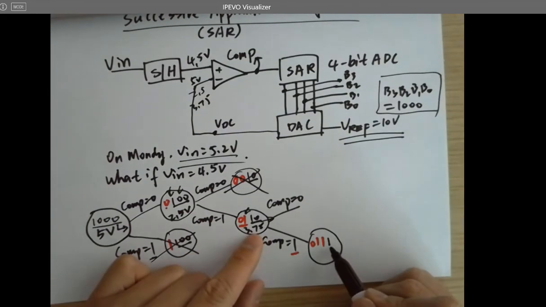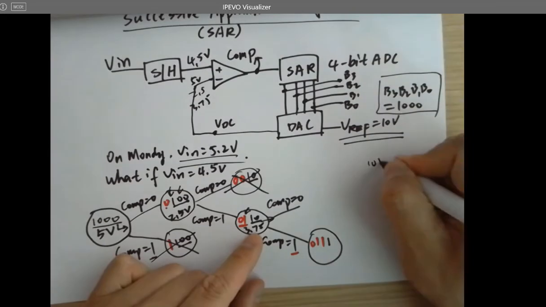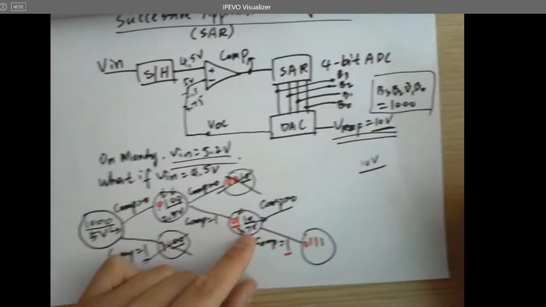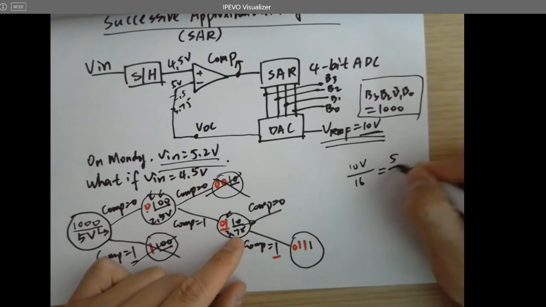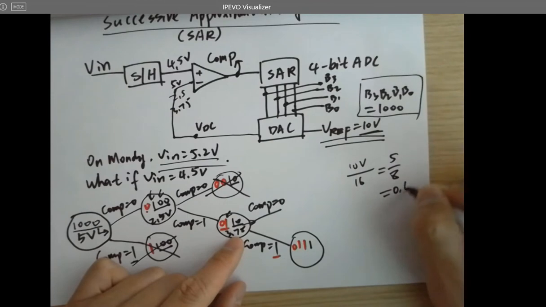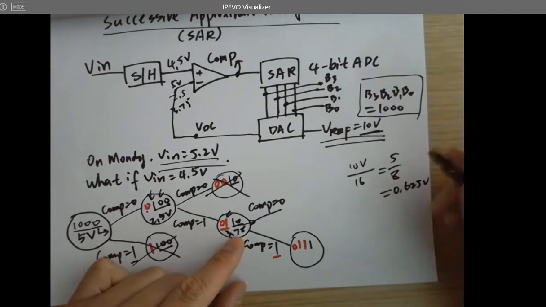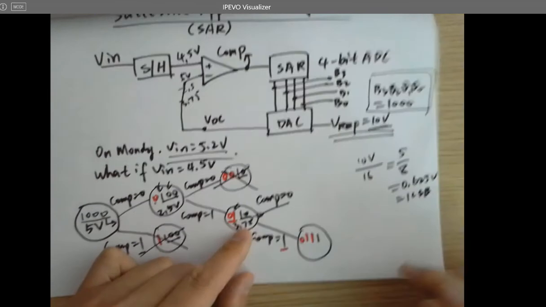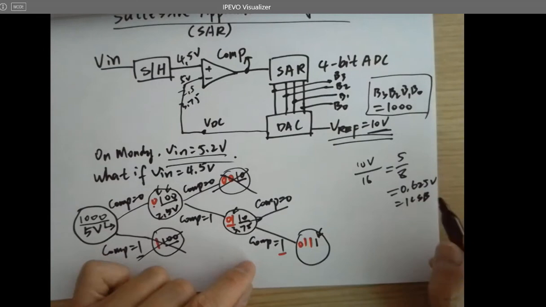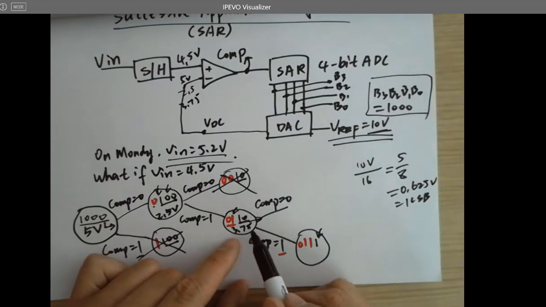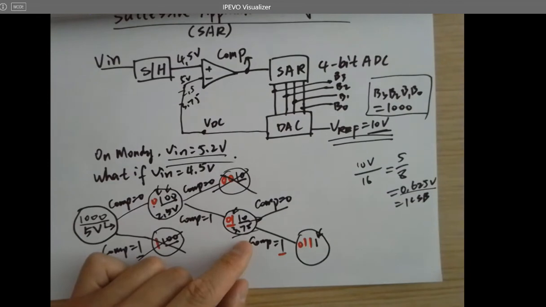Plus, what is this? It's 10 volts as the full range here over 4 bits, right? Over 16. Or 5 over 8, which is 0.625. That's one LSB. So this is 0.625, and these are this. So just add these two numbers together. 4.375? Is that correct?